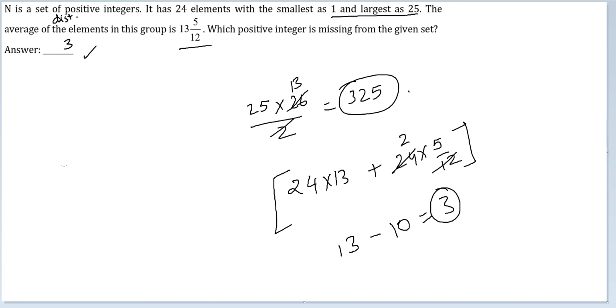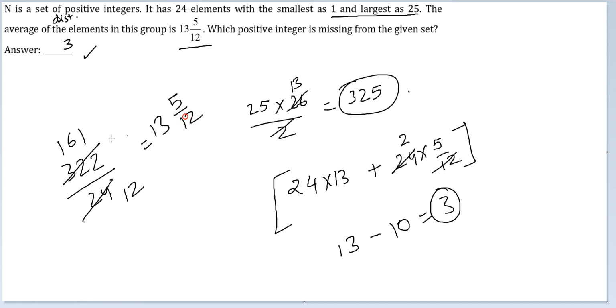If you remove 3 from this, you will be left with 322 divided by 24. Cancel it, you will get 12, and you will get 161, which is indeed equal to 13 5/12. I'm just doing this for peace of mind. But otherwise, this 3 here leads me to the answer fairly quickly itself.